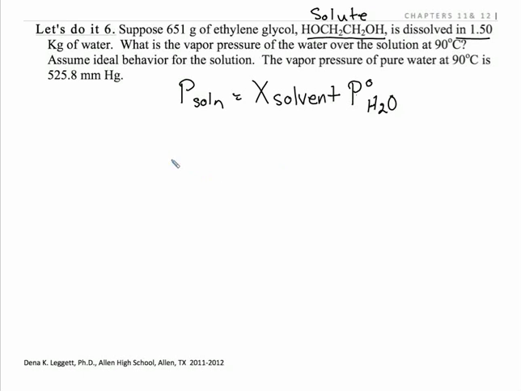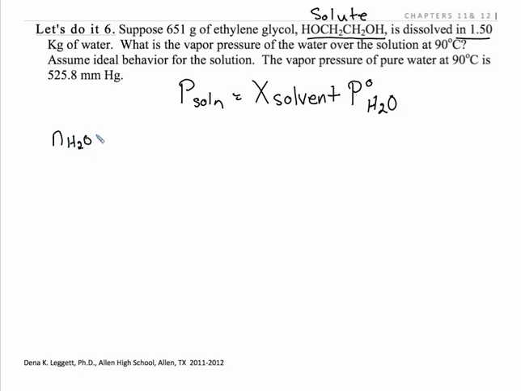I have ethylene glycol, and it's dissolved in, so we know that this is our solute, 1.5 kilograms of water. So remember, Raoult's law tells me that my vapor pressure above my solution is my mole fraction, be careful here, of the solvent times the partial pressure of the pure. So I have to get to the mole fraction. You have seen this. It showed up on a test and you weren't really happy about it because you totally forgot about it. It's on your formula chart.